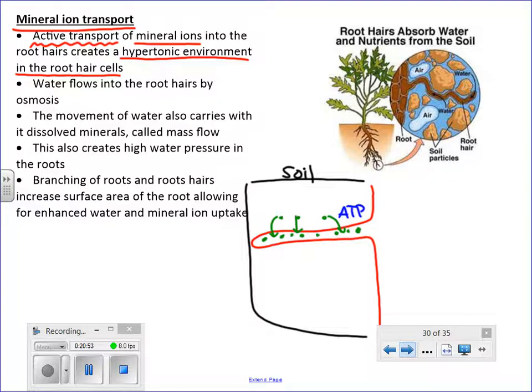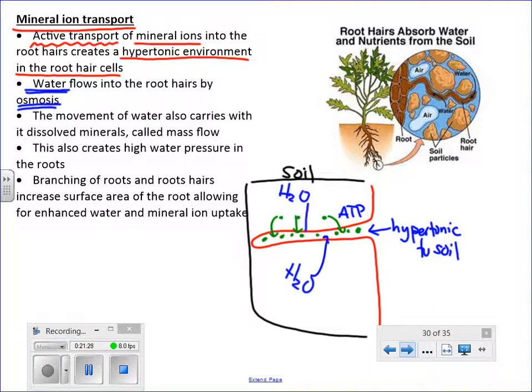Now the result is that inside the root hair is very concentrated, whereas outside the root hair is not. And we know that water will accomplish osmosis. The rule of thumb is that water always flows to wherever there are more particles. So since this is hypertonic to the soil, water that's in the soil will also move into the root, because water will always follow high particle concentration.